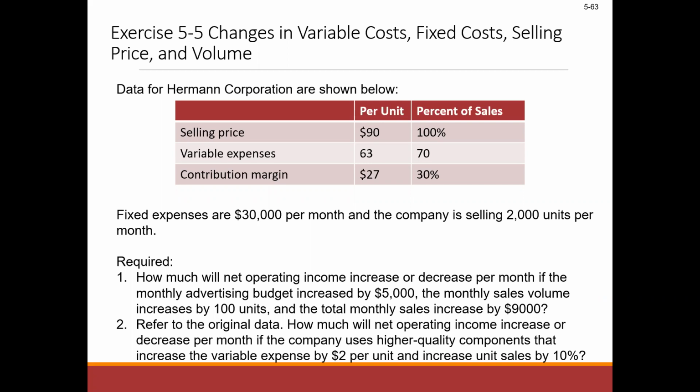How much will net operating income increase or decrease per month if the monthly advertising budget increased by $5,000? The monthly sales volume increases by 100 units, and the total monthly sales increase by $9,000. Okay, so let's just look. If it goes up 100 units, they're telling us our monthly sales is going to go up $9,000, which means we're selling it for 90 bucks a unit, right? Which means our variable expenses are 70% of our sales price, right?